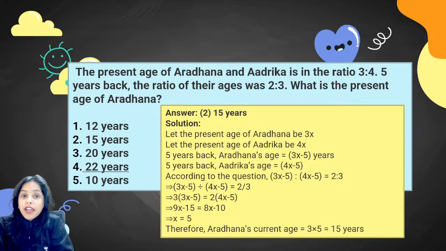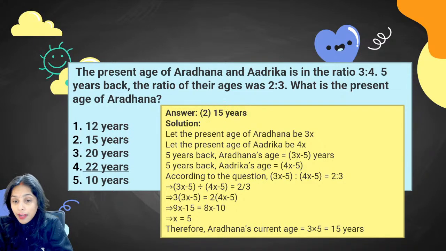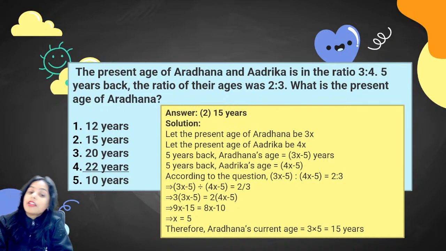Then it says that 5 years back. 5 years back means 5 saal pehle. What would be the age of Aradhana? 3x is the present, so 5 years before, 3x minus 5. As simple as that. Similarly, Adrika's age 5 years back would be 4x minus 5. Now the question says, 5 years back, the ages' ratio was 2:3. So the age of Aradhana is 3x minus 5 and Adrika is 4x minus 5 and the ratio is 2:3.